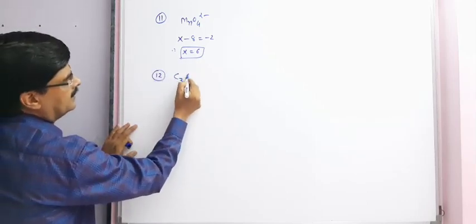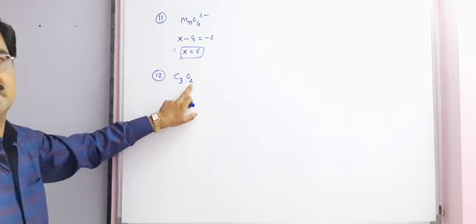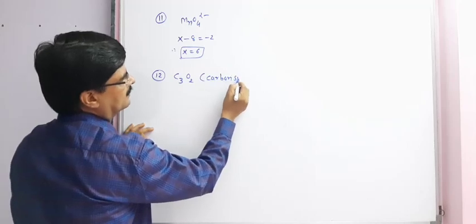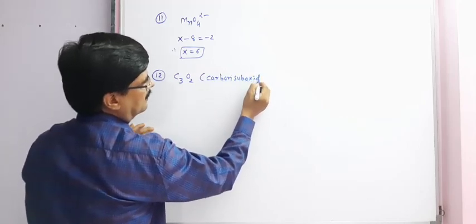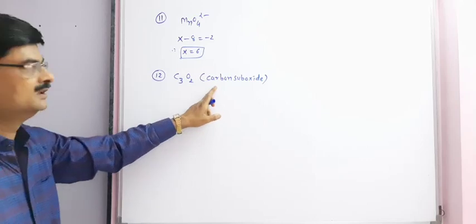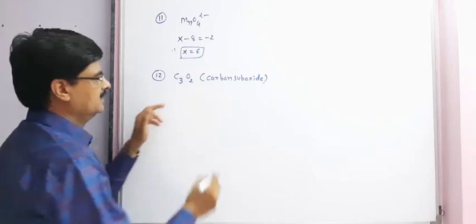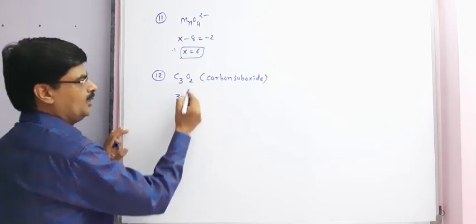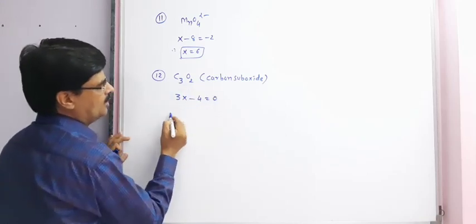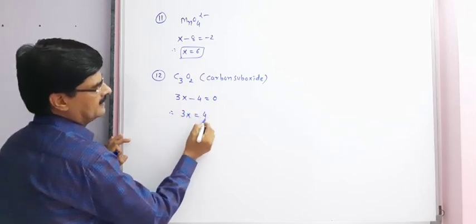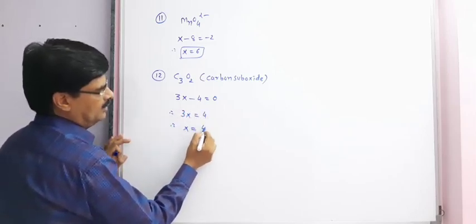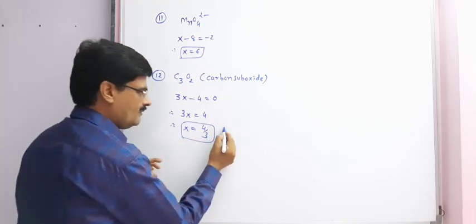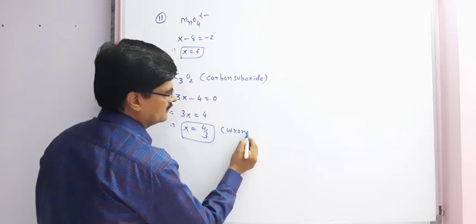Now C3O2, carbon suboxide. By the formula method, if we have to find out, then for 3 carbon, say 3x, for 2 oxygen, minus 4, is equal to 0. So 3x is equal to 4, x is equal to 4 by 3. But remember, this 4 by 3 is a wrong answer.